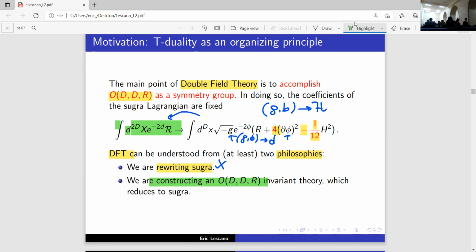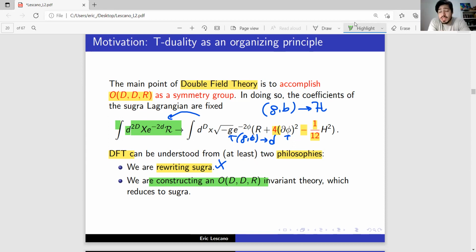It's just a rewriting of your fields, and that's why I don't understand in what sense you're fixing those coefficients, because you can always redefine. Maybe in the case of the dilaton, it's more subtle because it appears also in the exponential. But you can scale the B field with whatever constant you want, and you will change that coefficient.